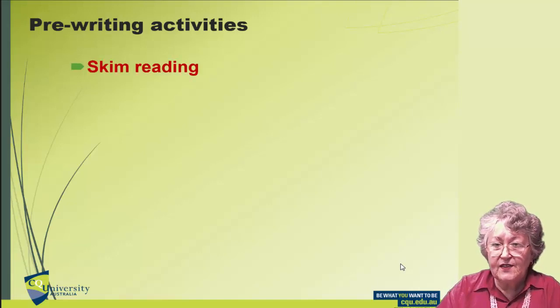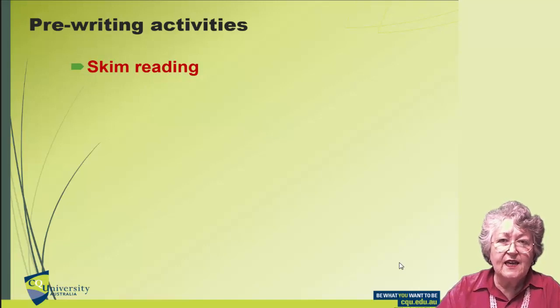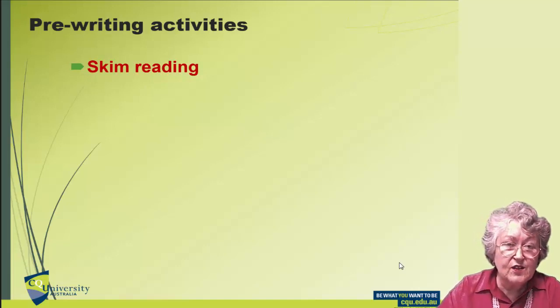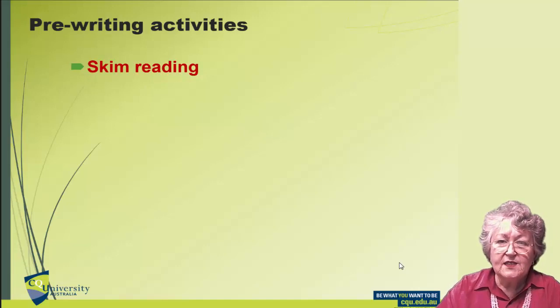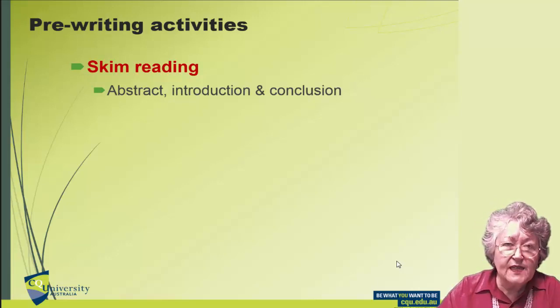Here are some other pre-writing activities. Skim reading. Now, skim reading is one way of very quickly ascertaining whether or not the document that you have researched is going to be useful for you. So the first thing you need to do is look at the abstract, read the introduction and read the conclusion. If they are understandable, then chances are it's probably a reasonable document for you to continue to peruse. However, if the language is a little bit too difficult, put it aside. There's plenty more information out there for you. You do not need to use the first 2 or 3 items that you come across.